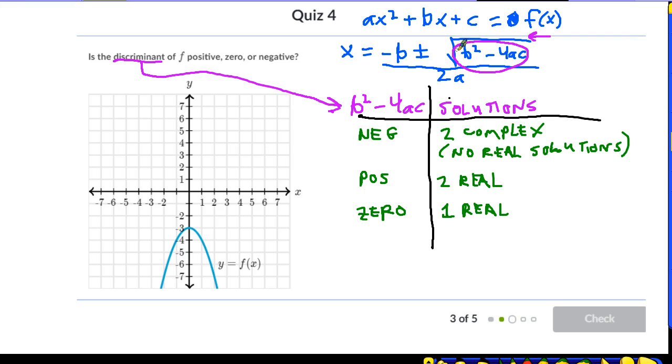On the other hand, if b squared minus 4ac was a positive number, then the plus or minus stays, and that's why we get two real solutions, because we get negative b plus this divided by 2a, and negative b minus this divided by 2a. And then we get no real solutions if we have a negative number under the radical. We only get complex solutions, no real solutions. Now we need one more piece of information to totally figure out how this graph relates to the discriminant over here.